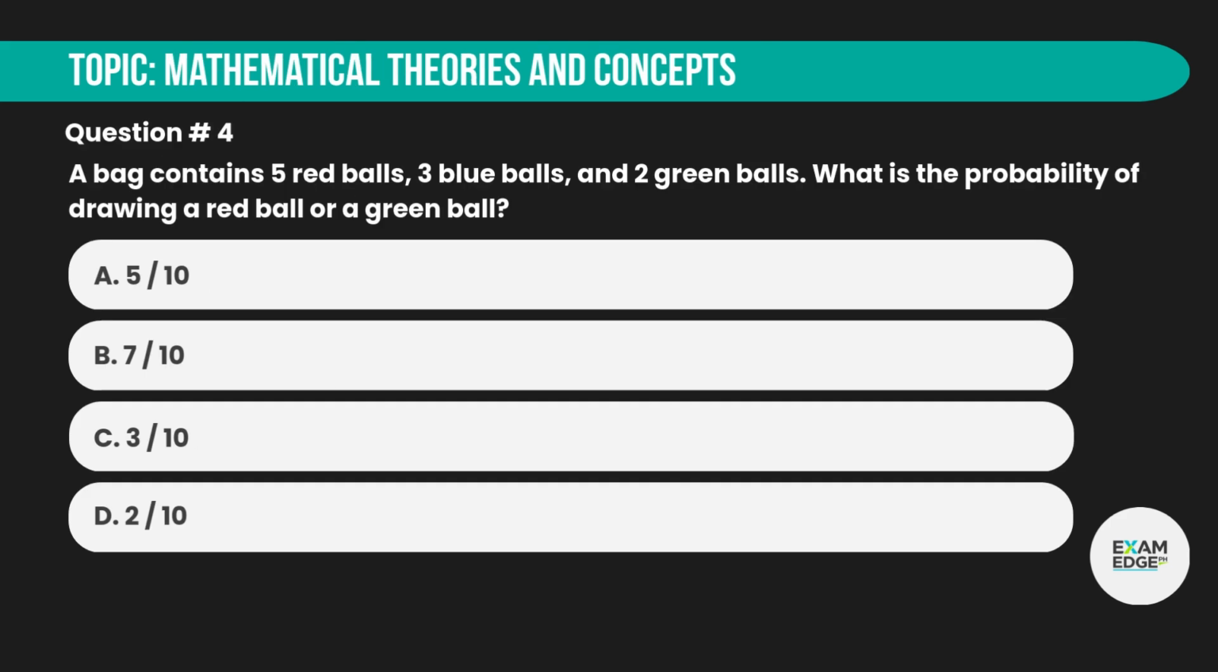Question number 4. A bag contains 5 red balls, 3 blue balls, and 2 green balls. What is the probability of drawing a red ball or a green ball? A. 5 over 10. B. 7 over 10. C. 3 over 10. D. 2 over 10.